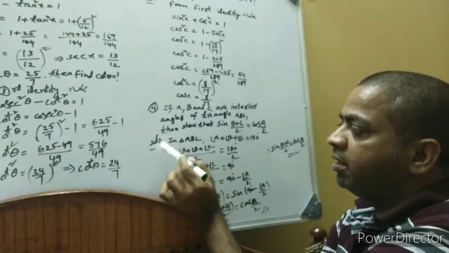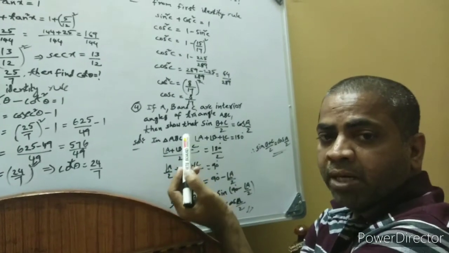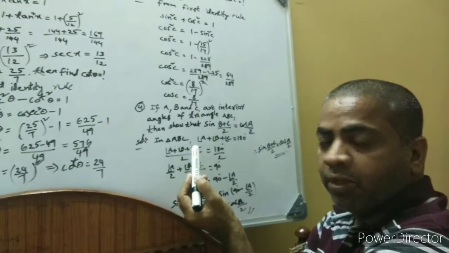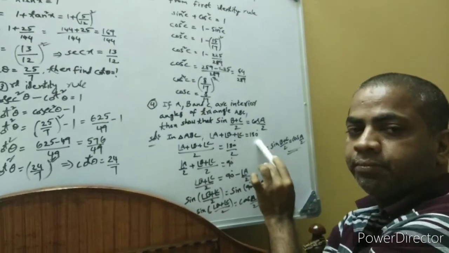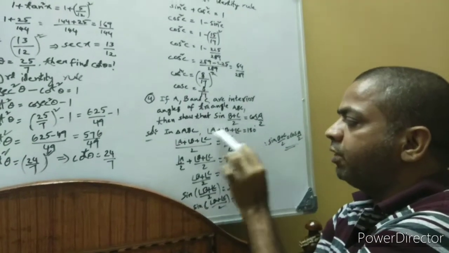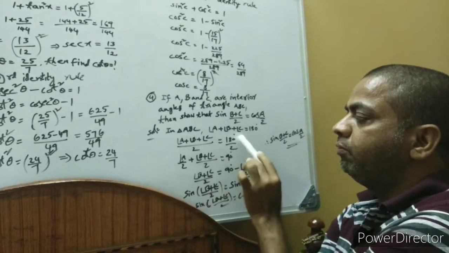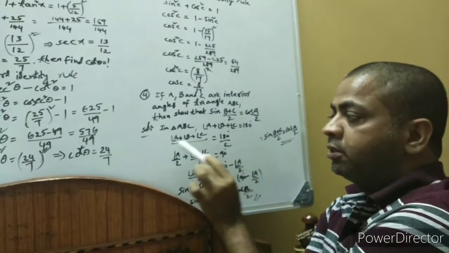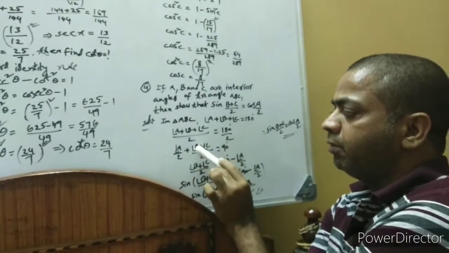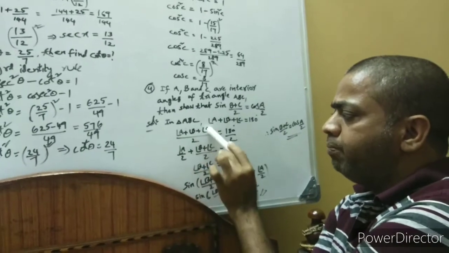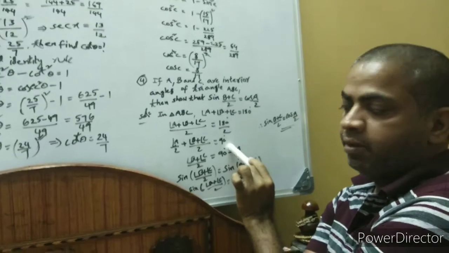For proving this, I have taken the first step in the solution part. In triangle ABC, you know that the sum of the three angles of a triangle is always equal to 180 degrees. So angle A plus angle B plus angle C is equal to 180 degrees. Both sides you have to divide by 2. Angle A by 2 plus angle B plus angle C by 2 is equal to 180 by 2, you have to say it as 90.